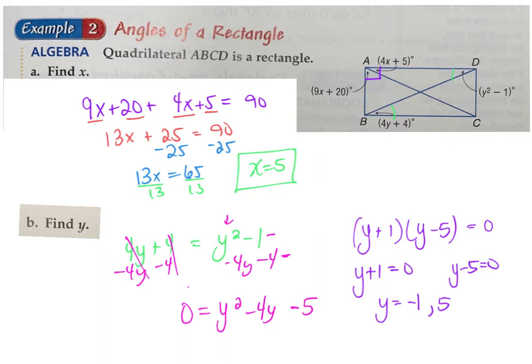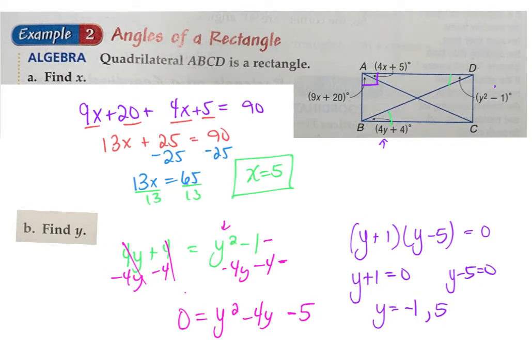If I plug in a negative 1 here, I will get 0, right? And if I plug in a negative 1 here, I'm also going to get 0. My angle measure cannot be 0. So negative 1 will actually not work here. So the only thing y can equal here is positive 5.